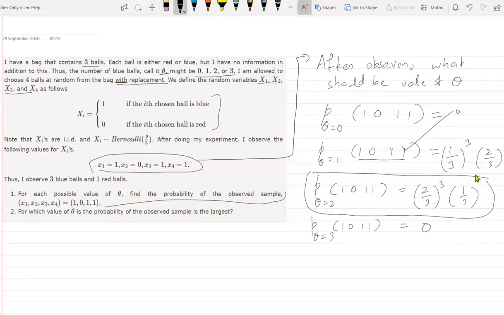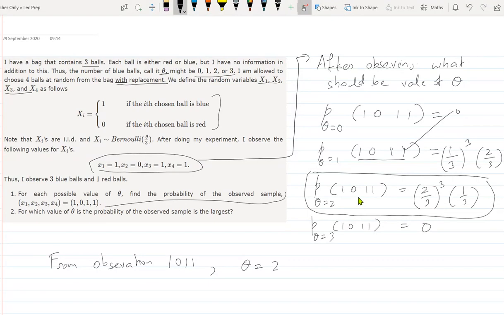Right? So from this observation, 1011, theta equal to 2 seems to be the right thing to choose. So this is some common sense reasoning that you have done, right? This observation has the highest probability when theta equal to 2, so that should be the value of theta.